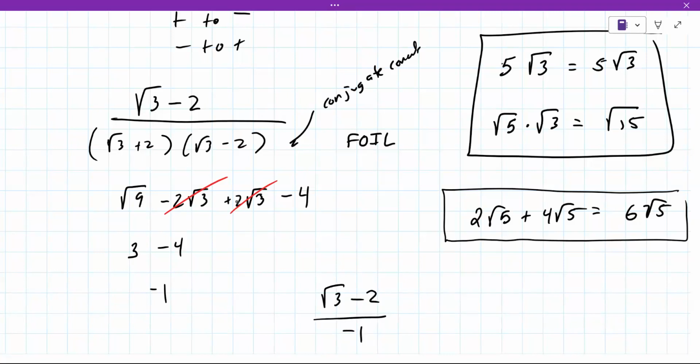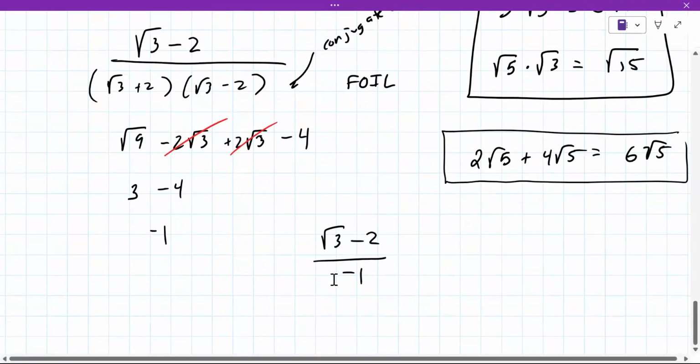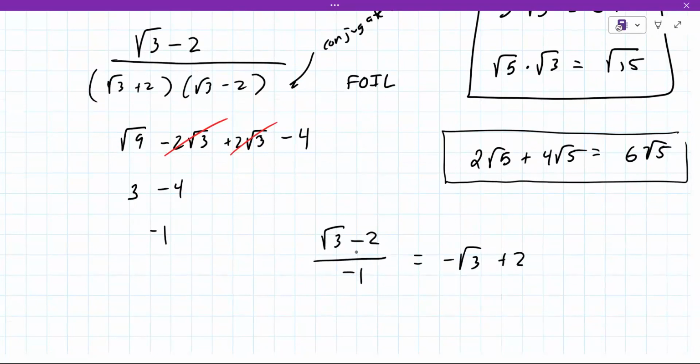But you can't leave your answer like that. You have to give the negative to both of these. It's not a choice. They both get the negative. So it becomes negative square root of 3 plus 2.